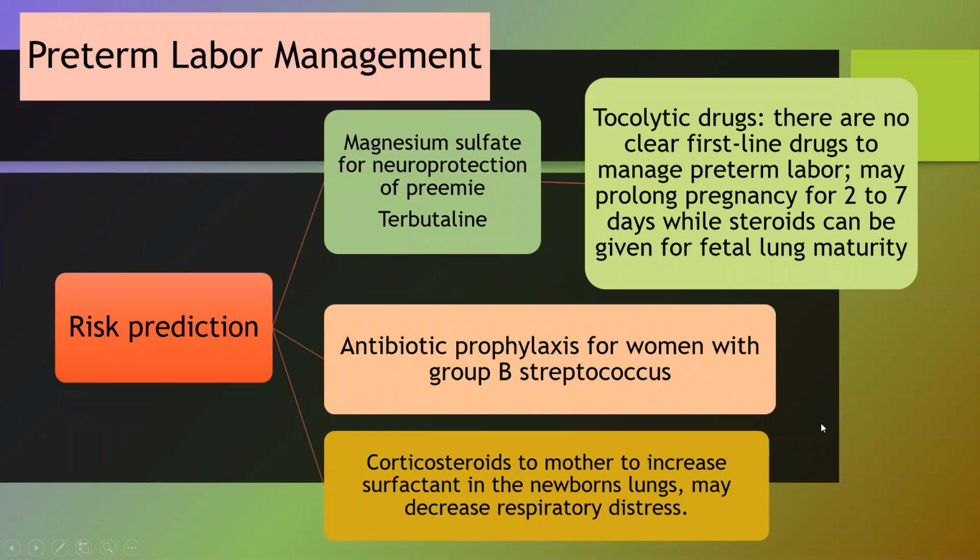These premature babies have a much higher chance of having a brain bleed if they're born early. And so if we give mom some magnesium sulfate right before she delivers, it can decrease her chance of having a brain bleed. The other medication that we use for preterm contractions is called terbutaline.